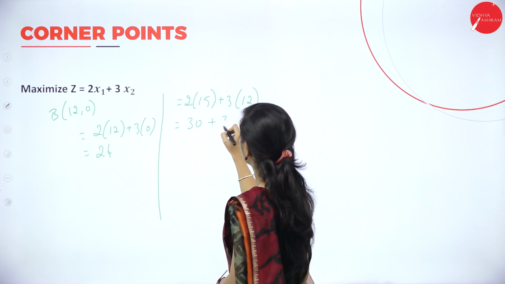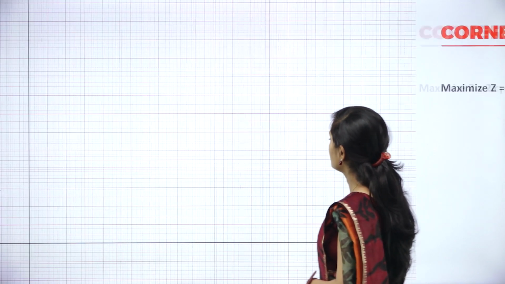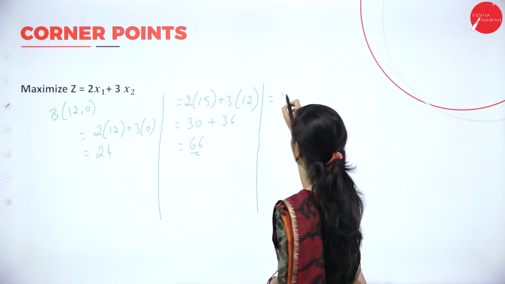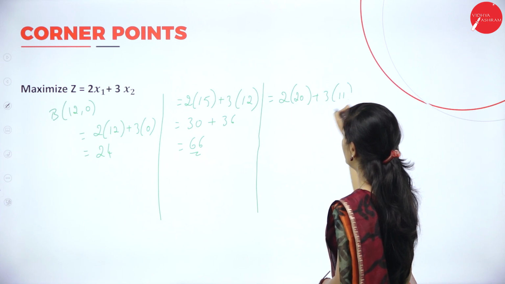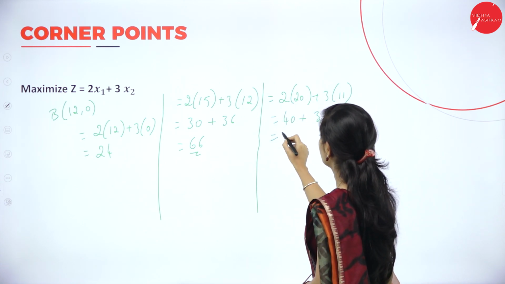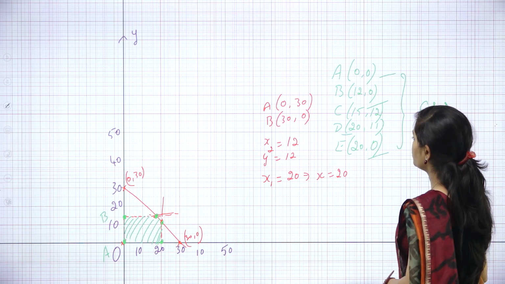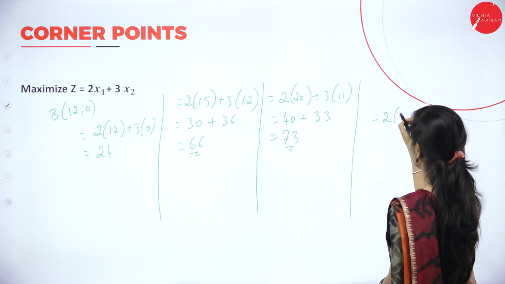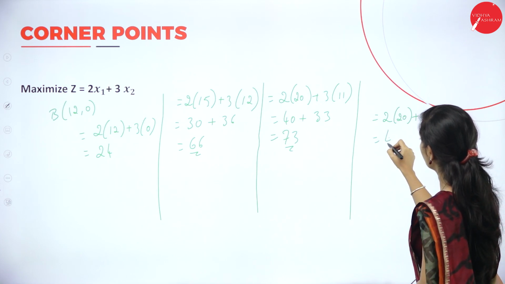30 plus 36 is 66. And the fourth one we have 20 and 11: 2 into 20 plus 3 into 11, 40 plus 33 is 73. And the last one, 20, 0: 2 into 20 plus 3 into 0 is 40.